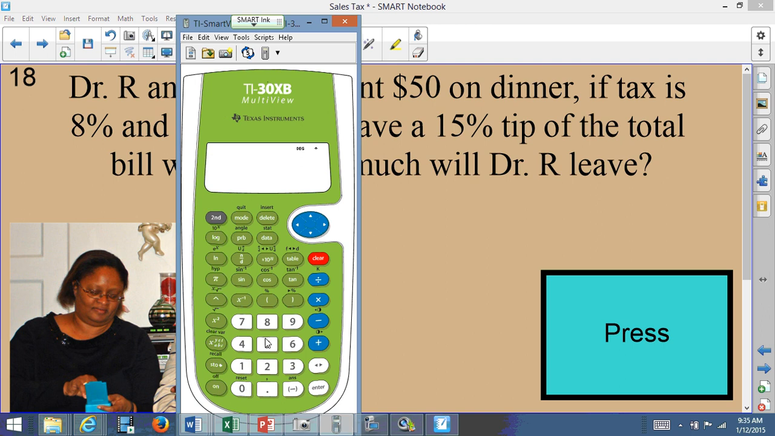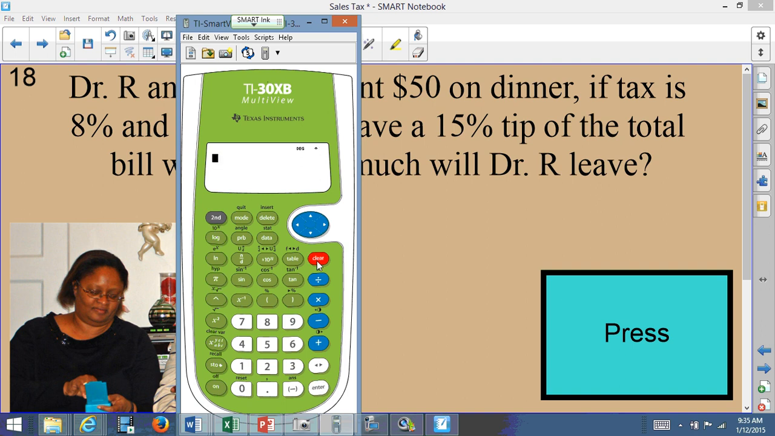So the bill is $50, and there's tax of 8%, so we multiply that by 8%. Percent sign, and that'll give us $4, which is the tax. We're going to take that $4, add it on to the $50, and that'll give us the total bill of $54. That's without leaving a tip.